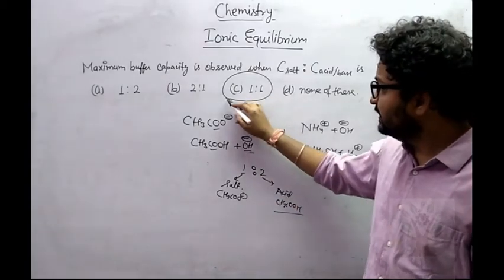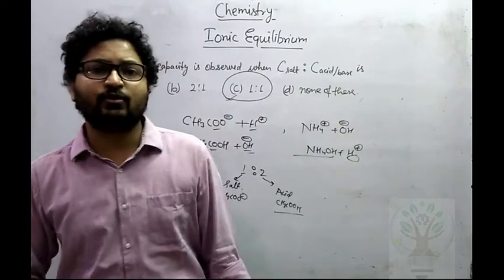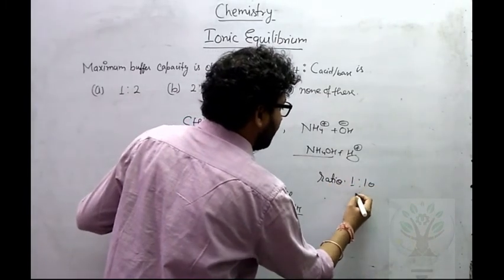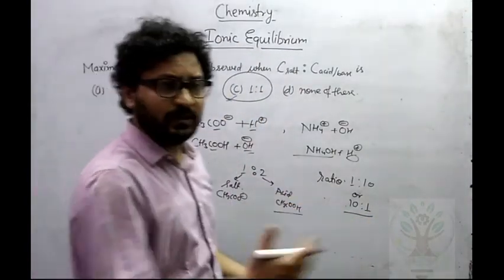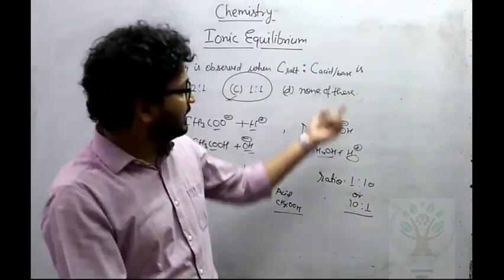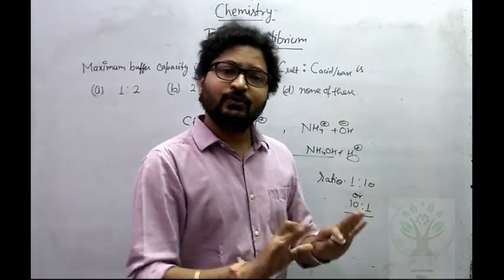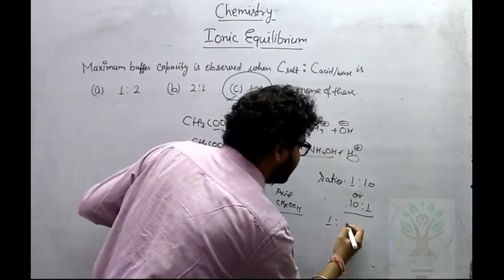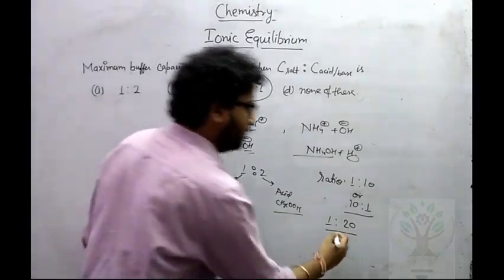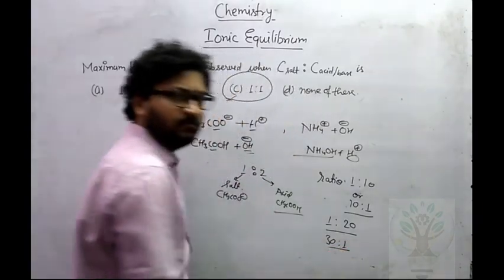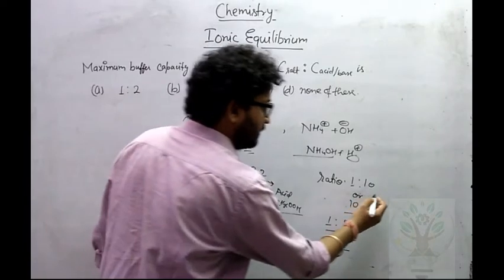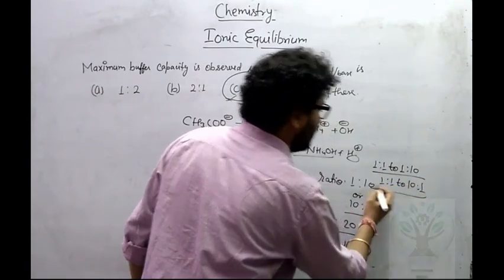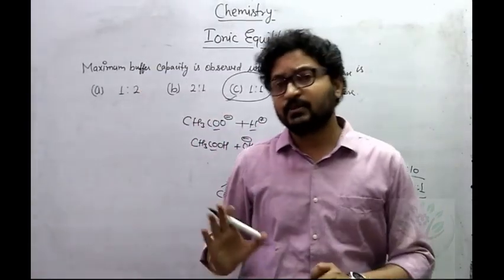Good. So if you are maintaining a 1:1 ratio in your buffer, understand your capacity will be maximum. If the ratio is 1:10 or 10:1, meaning the acid is 10 times the salt, or the salt is 10 times the acid, up to this concentration only do you see the buffer working. If you have a ratio beyond this, let's say 1:20, your buffer will not perform well. If you have a ratio like 30:1, the buffer will not perform well. So always remember the ratio should be 1:1 to 1:10 or 1:1 to 10:1. If you have this ratio, then only your buffer will work properly. Sometimes this question is asked, so just remember this.